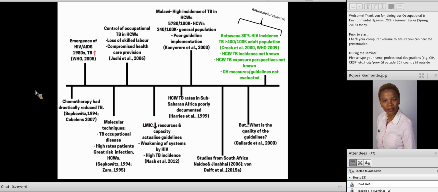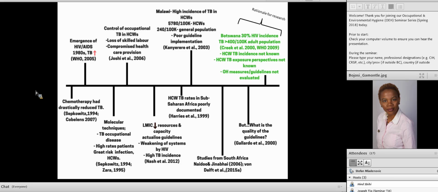So we wanted to know, with countries surrounding Botswana in particular showing these high levels of TB in healthcare workers, what's the situation in Botswana? Given that Botswana also has a high incidence of HIV, that's what we wanted to find out. We also found that TB in the general population in Botswana was over 400 per 100,000, as I mentioned earlier.